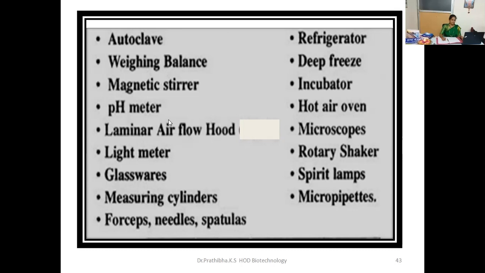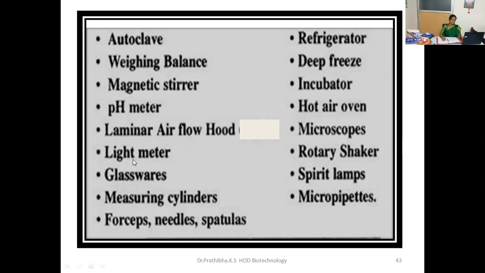Laminar airflow works on the principle of HEPA, that is high efficiency particulate air. This filter removes particles larger than 0.3 microns, so the air will be totally free from any kind of fungal or bacterial contaminants, and very ultra clean air is obtained over there. So the air is sterilized by the laminar airflow fibrous filter.